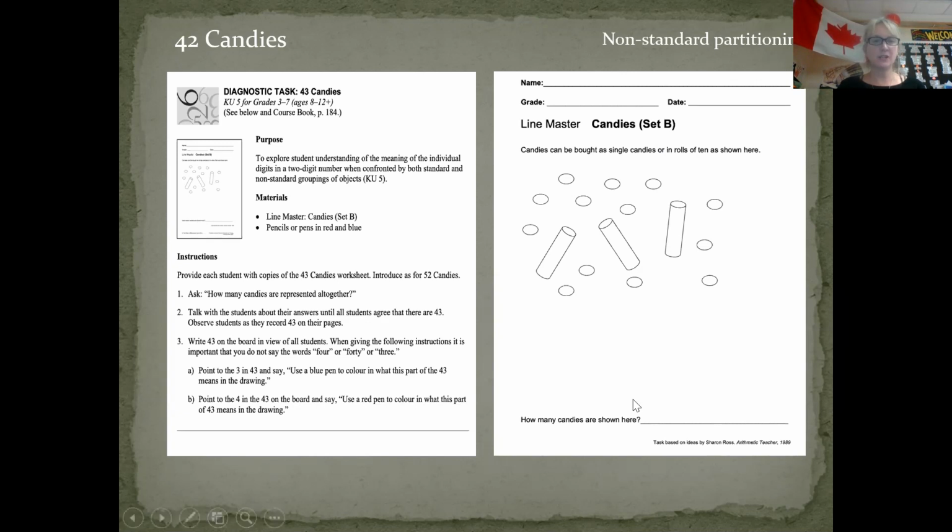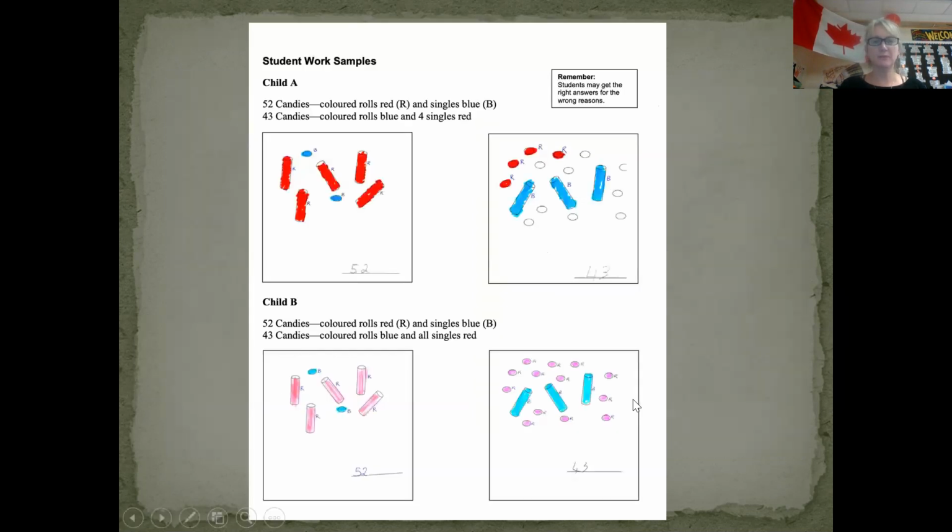If we go to the next slide, you can see some examples of what they look like. Child A did 52 candies, and you can see that they colored it properly. But when they go over to the 43 candies, they color in those 3 blue, and then they color in 4 individual candies as the 4 tens. What we want them to do is the non-standard partitioning, knowing that we can break up that 10 and it's still 10. That's what you see at the very bottom. That's what you want it to look like.